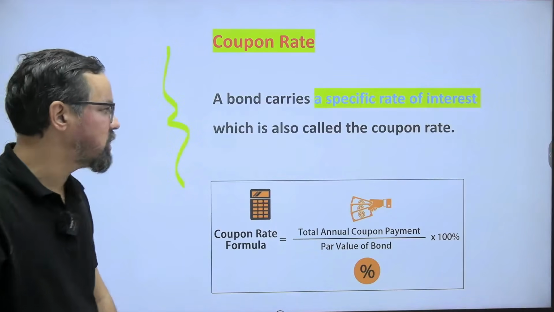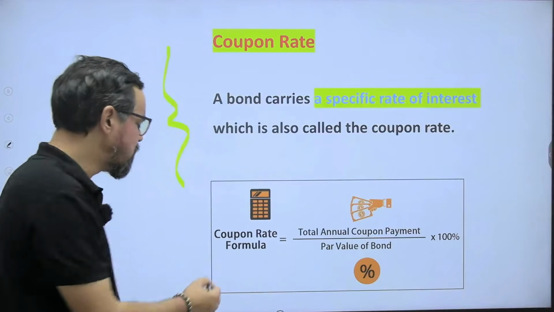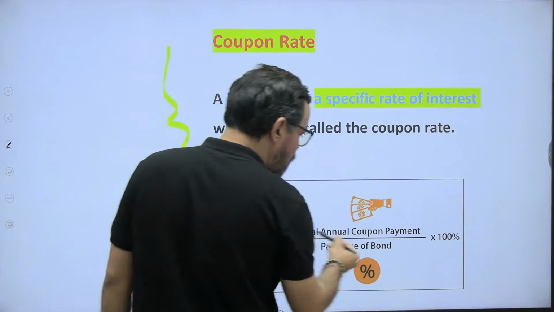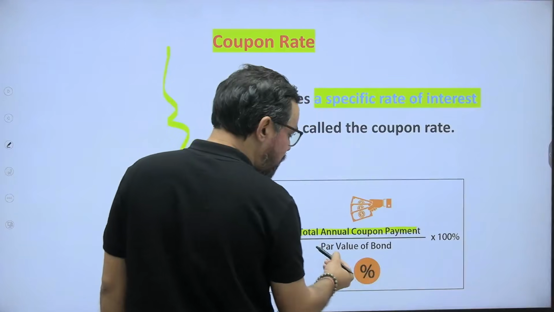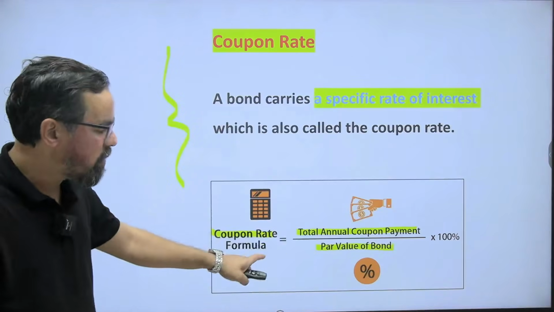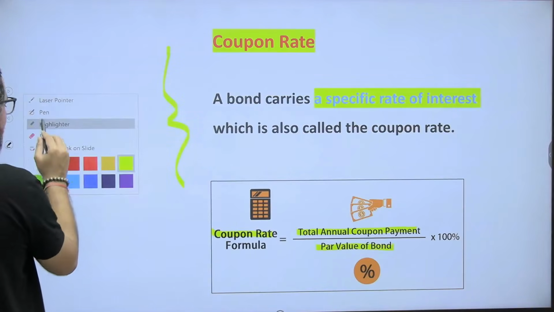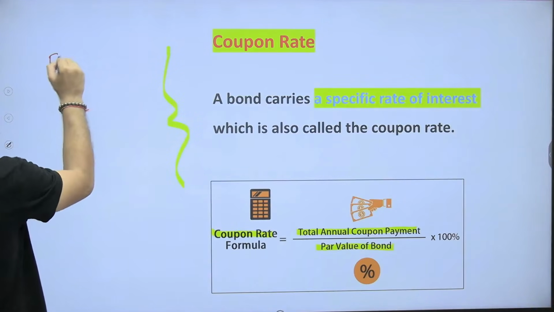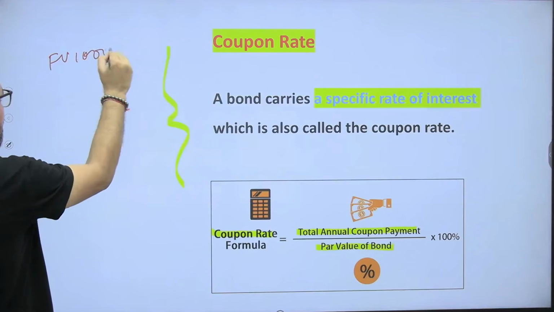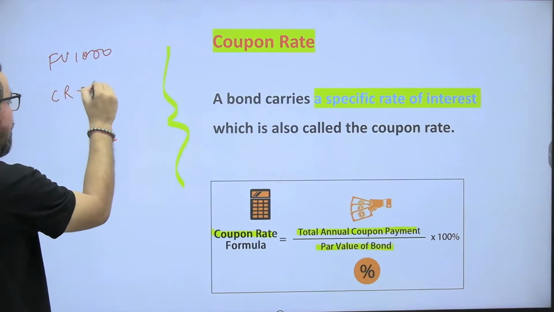A bond carries a specific rate of interest, which is called the coupon rate. How do we calculate this? Coupon rate is annual coupon payments divided by face value of the bond, into 100. So, let's say the face value is 1000, and your coupon rate is, suppose, 10%.